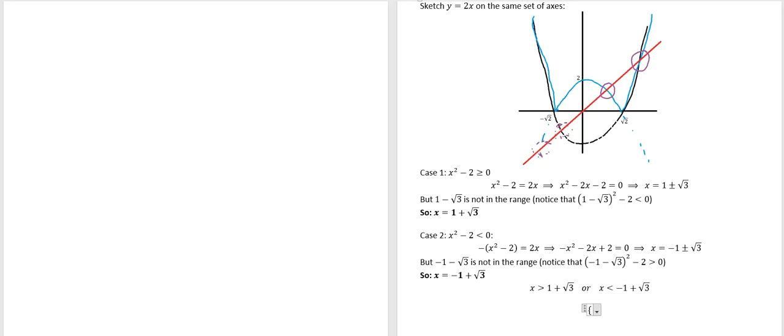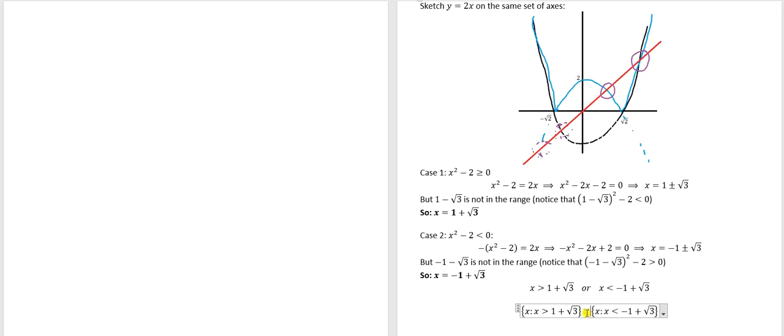With set notation, we put these curly braces around, and we say we want the set of all values x such that x is greater than 1 plus root 3. And then we say I want the union of that set with this other set, the set of all values x such that x is less than minus 1 plus root 3.